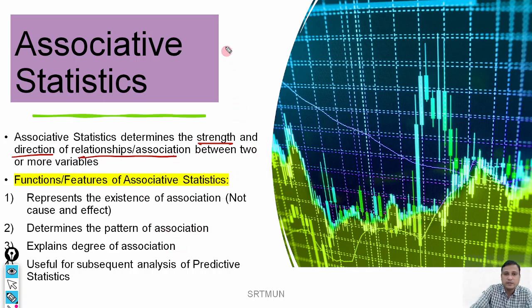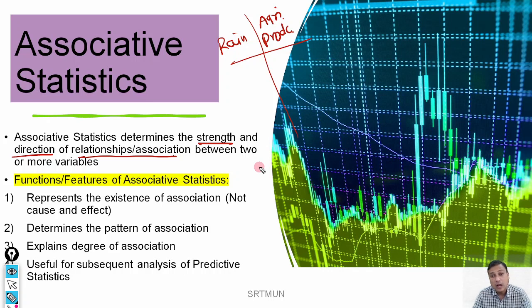Suppose there are two variables, say rainfall and agricultural production. I have data for, say, 50 years, and I'm comparing both sets of data to see how much they are associated. Are they positively associated or negatively associated? And if they are associated, how strongly? Fine. To answer all such questions, we usually go to associative statistics.